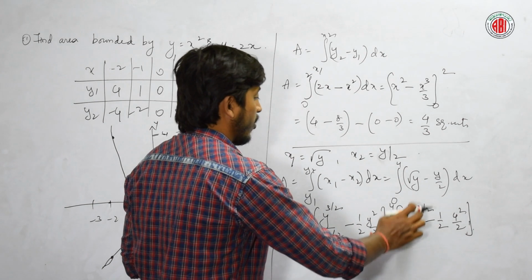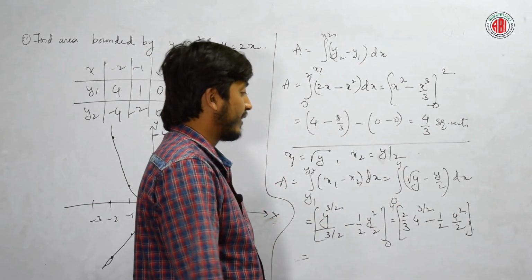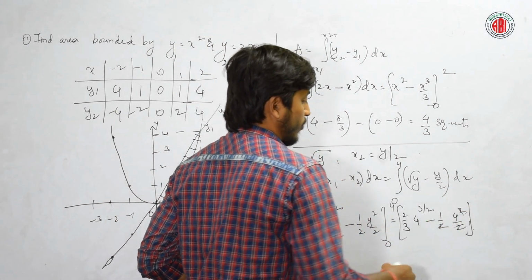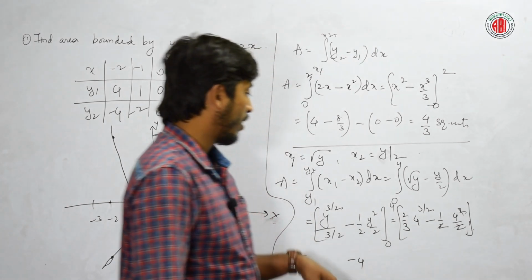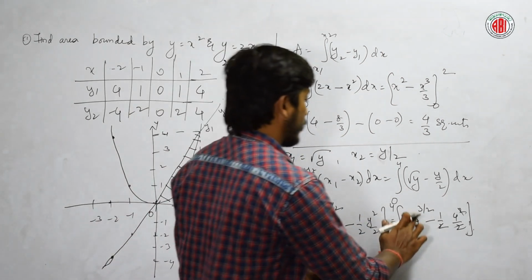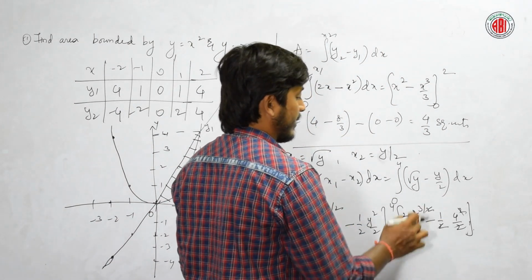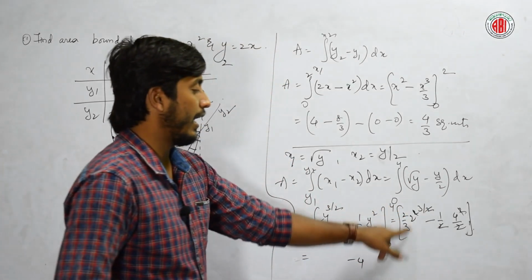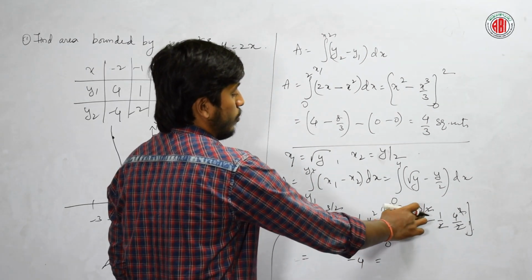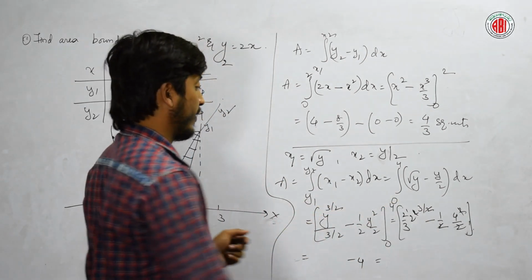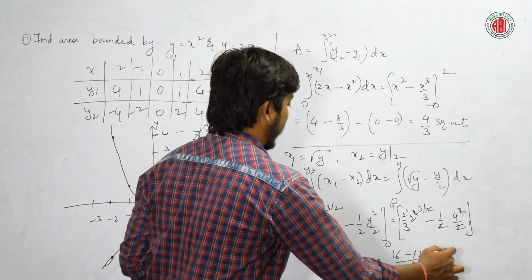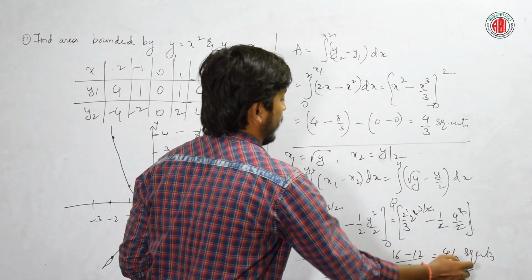Now just tell me, 4 power 3 by 2, what is the answer for that? Before that, 4 square, 1 4 and 2 2's will get cancelled. I will get it as minus 4. Here 4 can be written as 2 square. So let us simplify that also. 2 square, the 2's will get cancelled. I will get 2 power 3. That is directly 4 by 3 minus 4 I will get. So just see here, 2 power 3 into 1, that is 2 power 4, which is 16 by 3. So if I take LCM as 3, I will get 16 minus 12. Directly the answer is 4 by 3 square units.